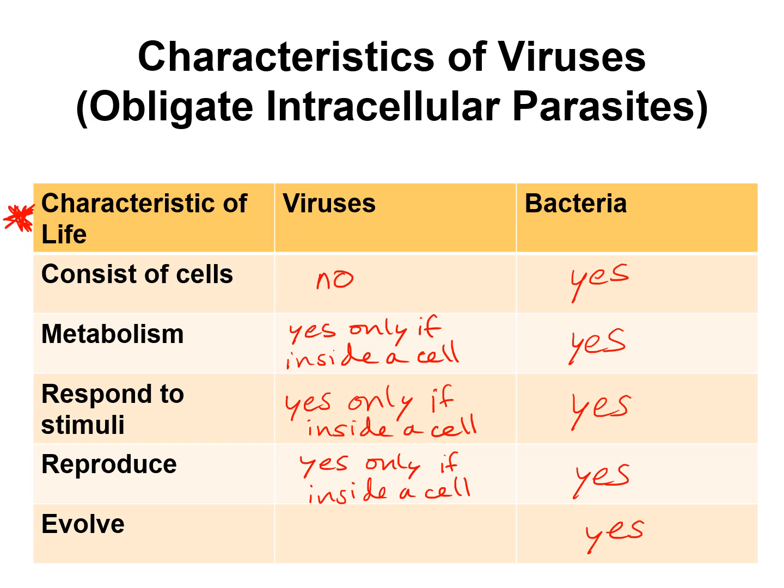And bacteria can definitely evolve. So we see that with the evolution of antibacterial resistance, and viruses can also evolve as well. So we've seen that definitely with COVID. So evolution can occur, but only if they're inside of a cell.